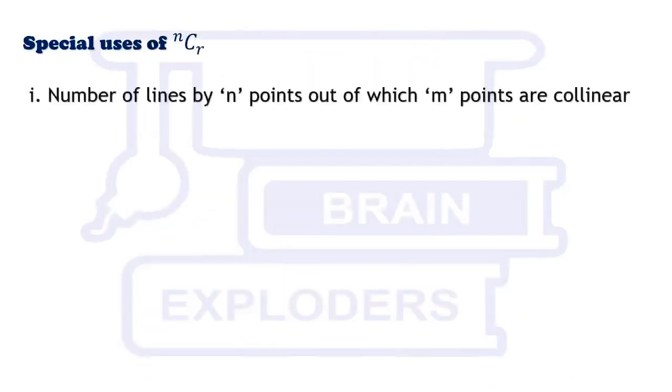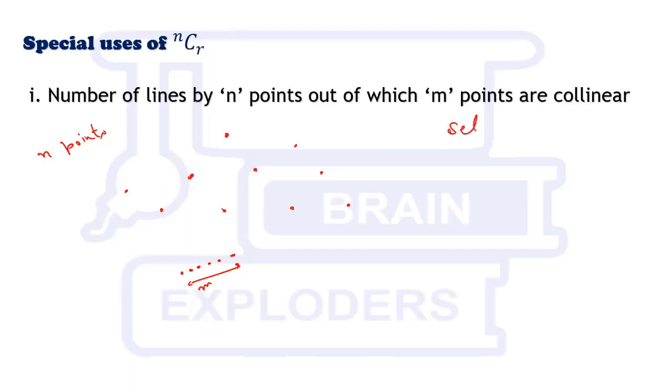Now we will discuss some special uses of nCr. Number of lines by n points, out of which m are collinear. Suppose in space some points are given which are not collinear, meaning no 3 of them lie on one line, and then there are certain points, m points, which are collinear. In total n points are there. We have to find the number of lines we should make such that they pass through all these points, they cover all these points.